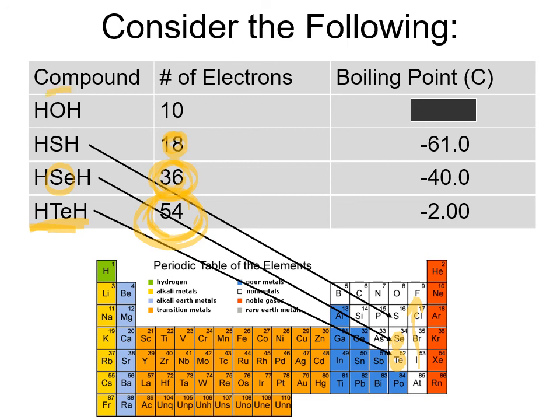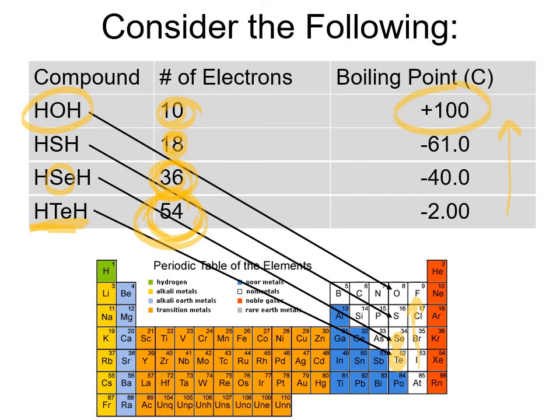Now, this guy here with only 10 electrons, you'd assume based on this pattern that this is a much smaller molecule. If you look at the pattern, we got -2, -40, -60, you'd figure, I don't know, maybe -80. Its boiling point is +100. So there's something else going on with this guy. And this is our next intermolecular force. So yes, London forces are important, but they're not the only force out there.